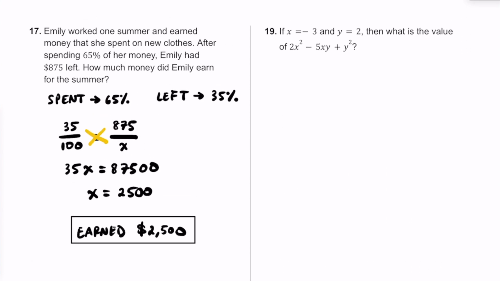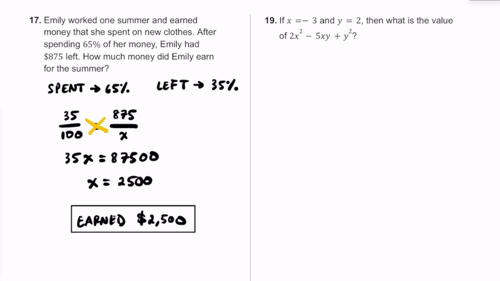Here's number 19. In 19, it says if x is equal to -3 and y is equal to 2, then what is the value of 2x squared minus 5xy plus y squared? So this is just an algebraic expression, and we could just go ahead and substitute in and evaluate the numerical expression following the order of operations. So if we have 2 multiplied by x, we know x is -3. Let's go ahead and just put that in parentheses, minus 5 multiplied by x, which is -3, times y, which is +2. And that's going to be plus y, which we know is 2, raised to the second power.